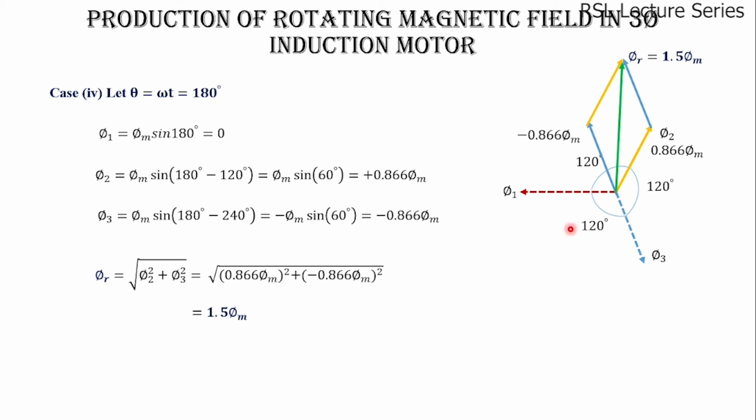Okay, so each and every time if we vary the angle omega t, the resultant flux phi r will shift by that particular angle. Okay, so here we have assumed a 60 degree interval, so it gets shifted by 60 degree intervals. So the resultant flux is always rotating in nature, its magnitude will remain the same, 1.5 times the maximum flux. So now this is a summary of what we have discussed so far.